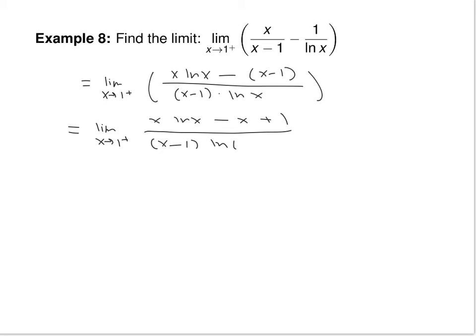I hope it's 0 over 0 now. I think it is, though. The natural log of 1 is 0. So we have 0 minus 1 plus 1 in the numerator. So that's 0 over 1 minus 1 times 0. So it is a 0 over 0 limit. Okay, so you use L'Hopital's rule.